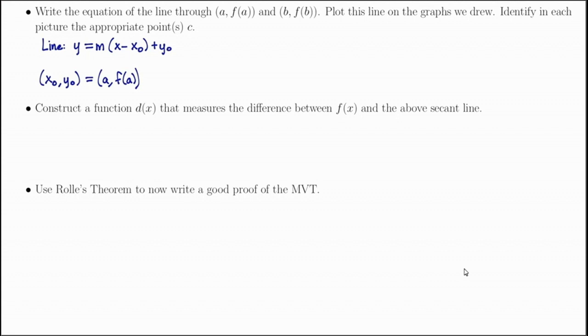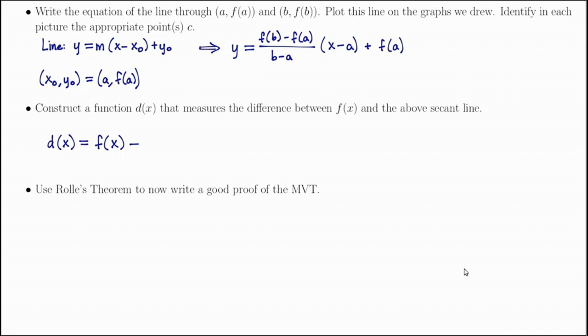But what I'm going to do is use this form and take the point on the line to be a, f of a, because I know that there's at least 2 points that I can name on the line, the left endpoint and the right endpoint. You would get the same result if you use the right endpoint. With this setup, the secant line through the endpoints has this slope, that's the secant slope, times x minus the known x coordinate plus the known y coordinate. Now we need our function that's measuring the difference between our original function f of x and the secant line. I'm going to call this d of x for difference, and it's going to look like d of x equals f of x minus this whole expression right here.